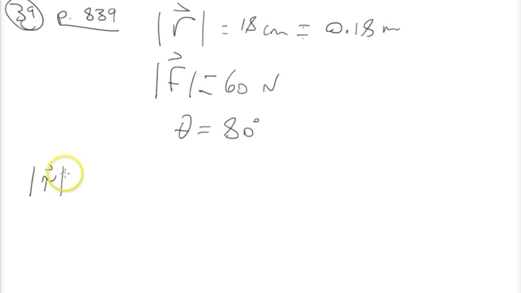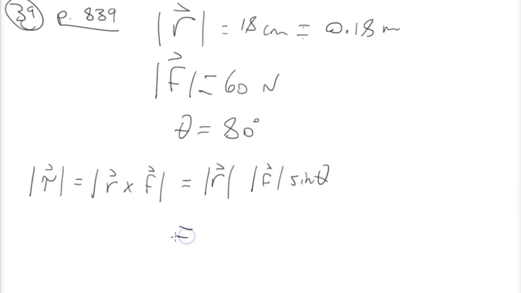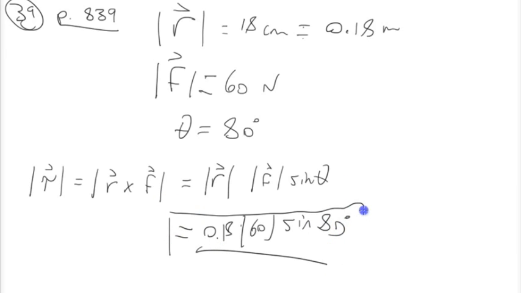The magnitude of torque is going to be equal to the magnitude of the cross product between the radius and the force vectors, and since that's the magnitude, that's all we want. We want to find out the magnitude of the torque, not the direction. We've got the magnitude of the radius times the magnitude of the force vector times the sine of the angle in between them. So now we just start plugging in. We've got 0.18 times 60 newtons times the sine of 80, and you can plug all that into your calculator. Remember, that's 80 degrees, and you'll figure out the magnitude of the torque.